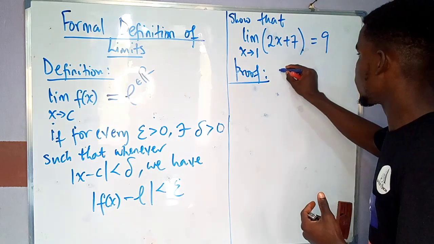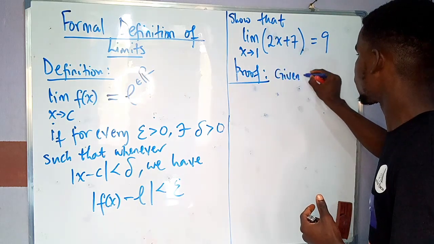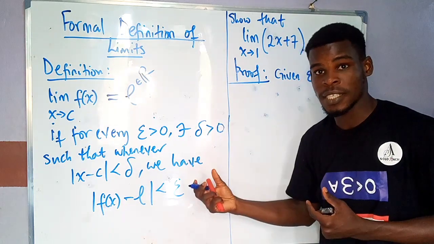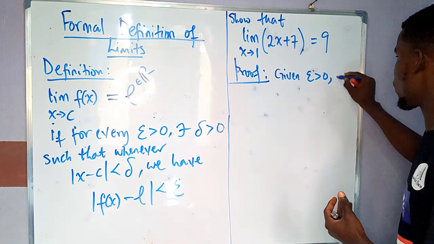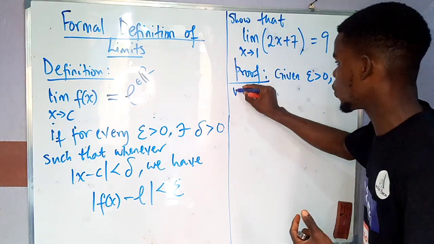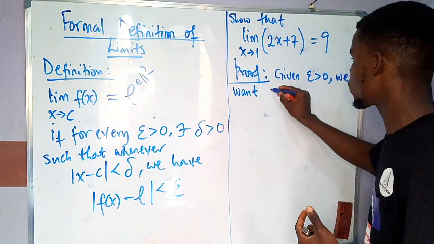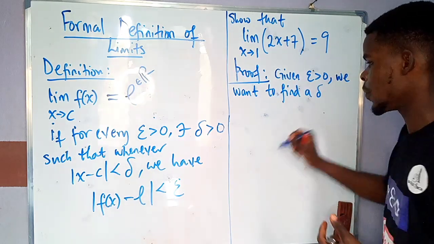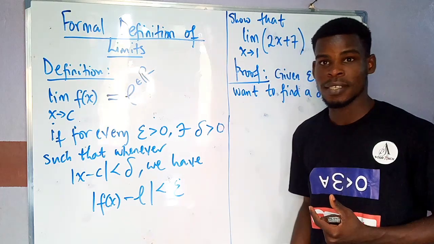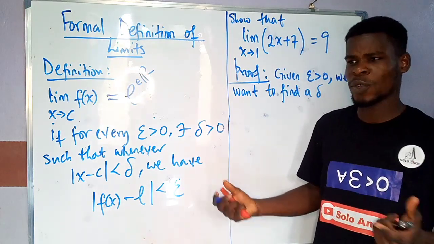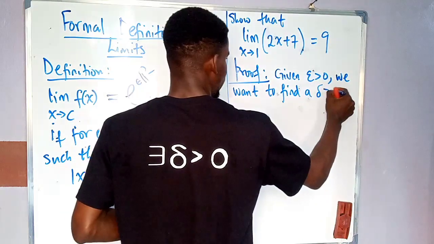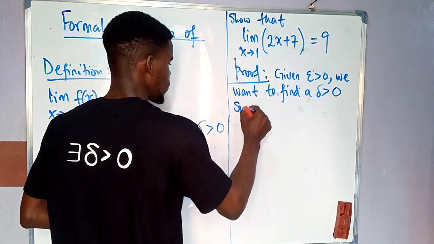Proof: we say that given any epsilon greater than 0, there exists a delta greater than 0. But I'd like to write it this way: we want to find a delta, so that you know that that is what you want. That is, you want to prove that there exists a delta. So how do we know that it exists if we don't find it, right? Yeah, that is it. So you want to find a delta greater than 0 such that what?